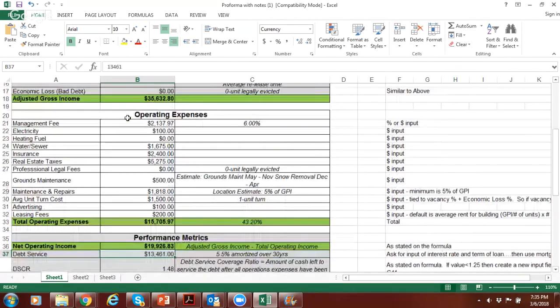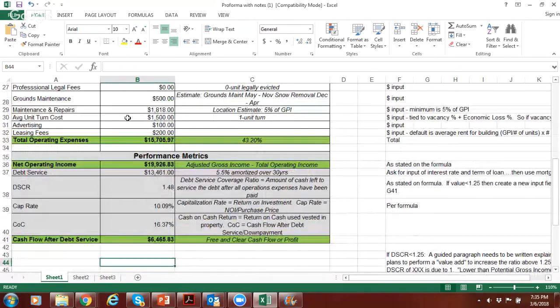And finally, we're back to the performance metrics that we went over. I'm just going to run through these again. Net operating income is your adjusted gross income less your total operating expenses. Your debt service is your total mortgage payments that are annualized over the period of time. So it's basically your monthly mortgage payment multiplied by 12.